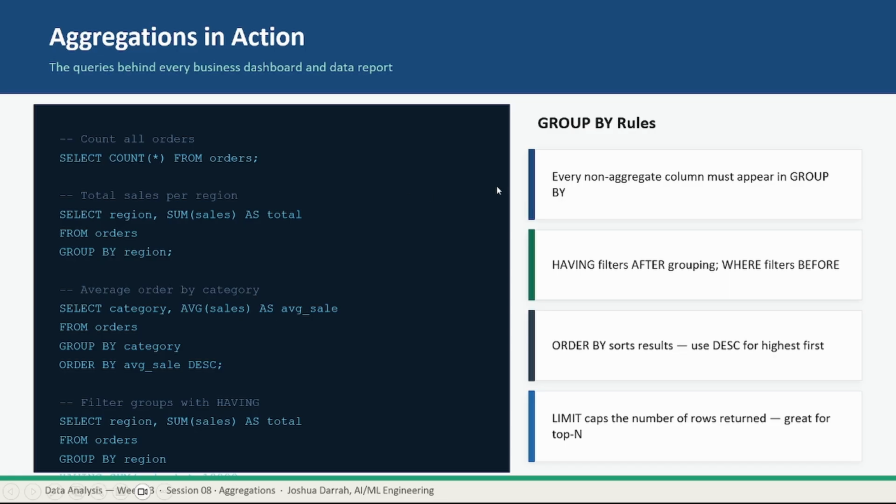Executives and managers do not want to scroll through 10,000 rows of data. They don't want a spreadsheet with every single transaction. They want summaries, headlines, the big picture. How much did we sell total? What's our average order? Which region performed best?